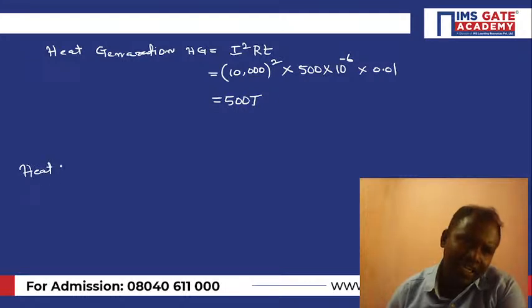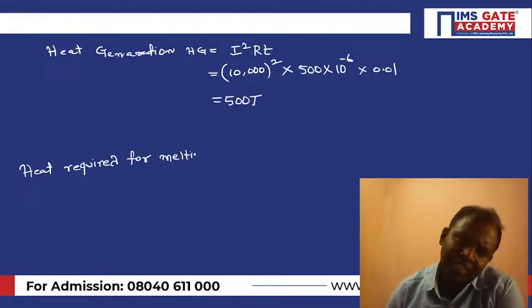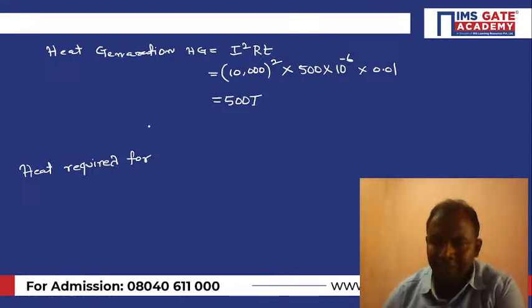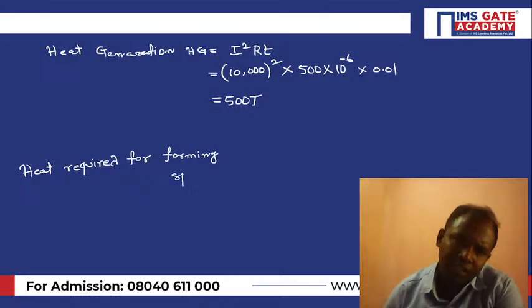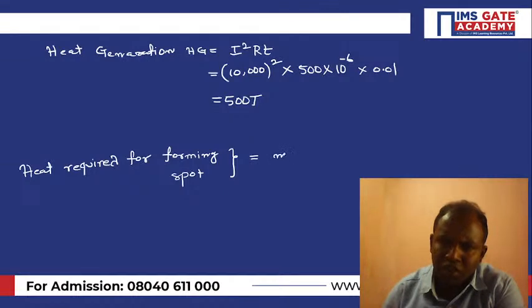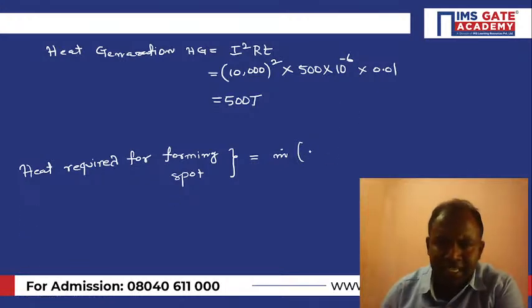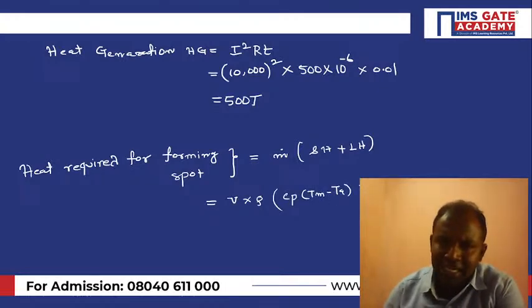Now let's calculate the heat required for melting the joint, or forming the spot. So that is equal to, how can we write? It is the mass of the spot into specific heat, so we'll write a basic formula. From there you can derive that. That is what I said, that it is sensible heat plus latent heat of melting. Here mass we can write as volume of the nugget into density; sensible heat is Cp into delta T, that is melting point temperature minus ambient temperature, plus latent heat of melting, isn't it guys?